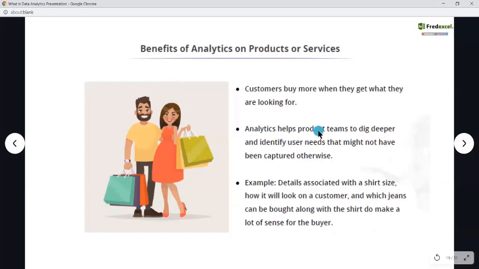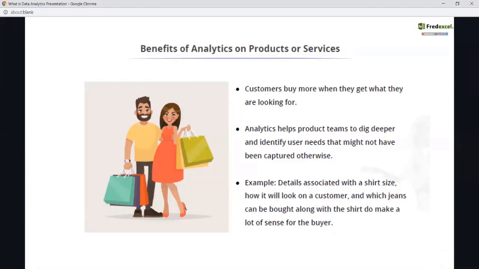Now, benefits of analytics on products or services. One, customers buy more when they get what they are looking for. As I was trying to explain earlier, analytics helps product teams dig deeper and identify user needs that might not have been captured otherwise. So here they are looking at the needs of the buyer.